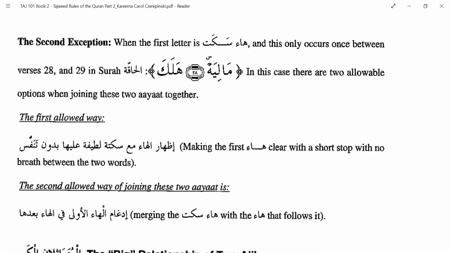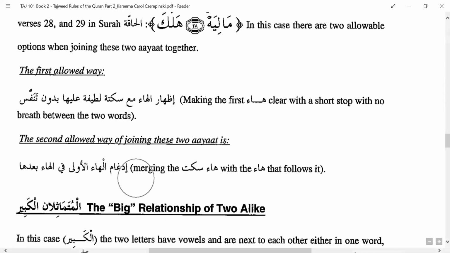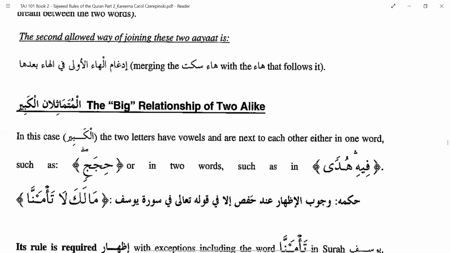Sakta sign means you're going to stop there slightly without pausing your breath. You're going to hold your breath, in that same breath you're going to continue, but you will take a short pause. The first allowed way is you make the first ha clear with a short stop, no breath between the two words. The second way of joining both of them is you merge the ha sakta with the ha that follows it, idgham of the ha with the next one. So this is also an allowed way of joining these two ayat. So this is the second exception.